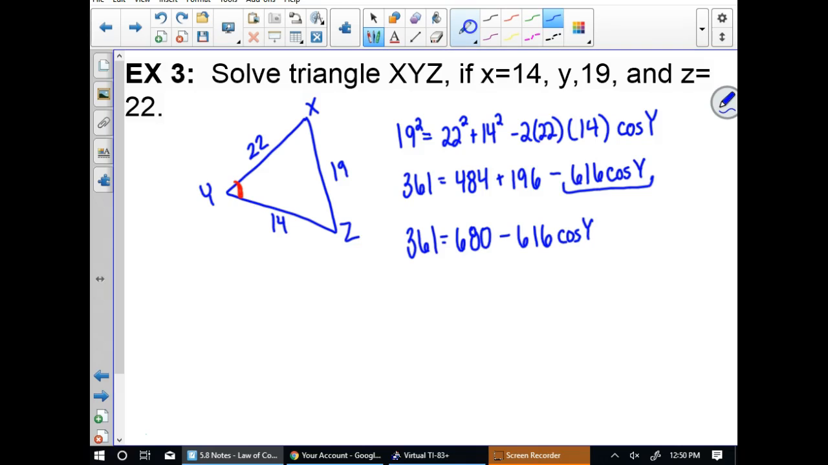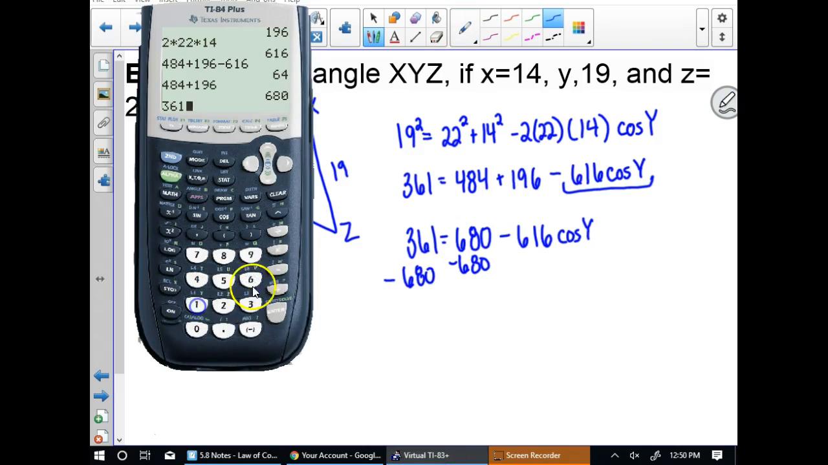You're trying to get that y by itself, which means you got to get rid of the 680 first, so you're going to subtract it off. So 361 minus 680 is going to be negative 319. That's going to give us negative 616 cosine y. What would we do next? Divide by negative 616.